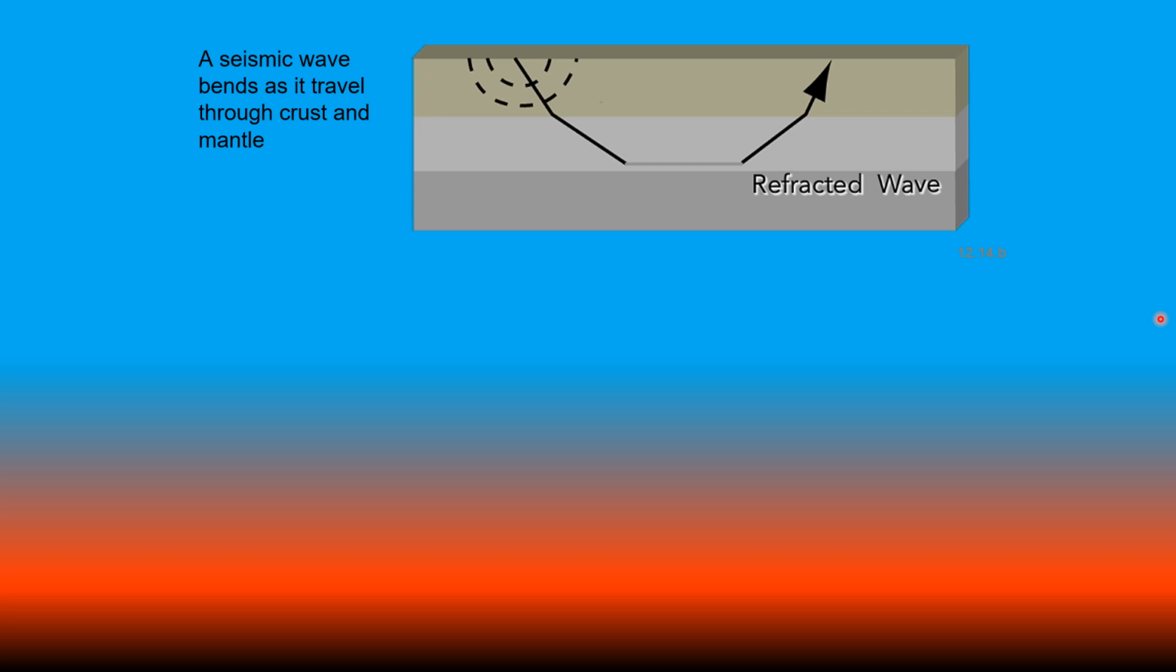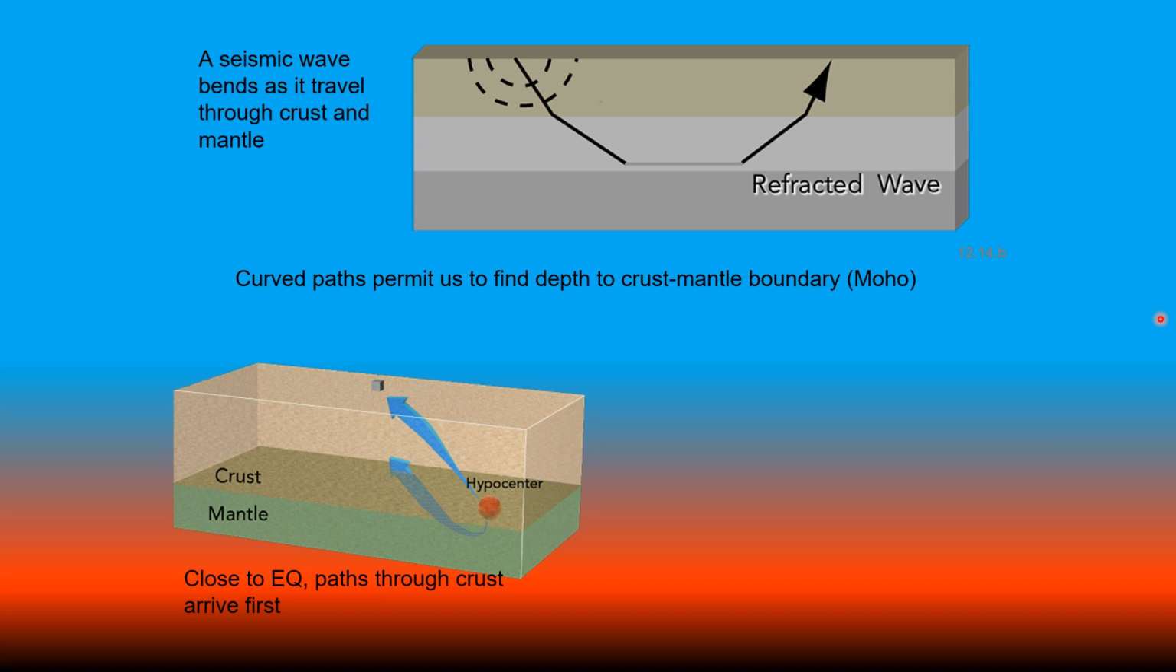And these curved paths tell us something about the MOHO, which is short for a somewhat complicated Russian name. It helps us understand where the crust mantle boundary is. So that's one thing that it tells us.